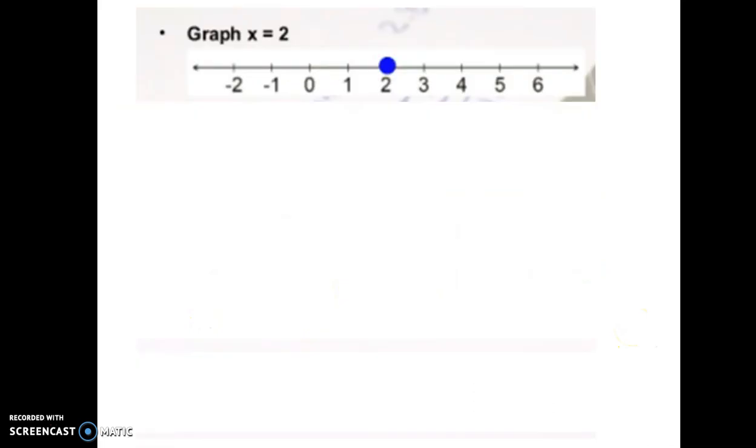All right, so you're going to take some notes soon, but not yet. So for example, here's x equals 2. It is just one solution. Right there on a number line, we'd put that one point.